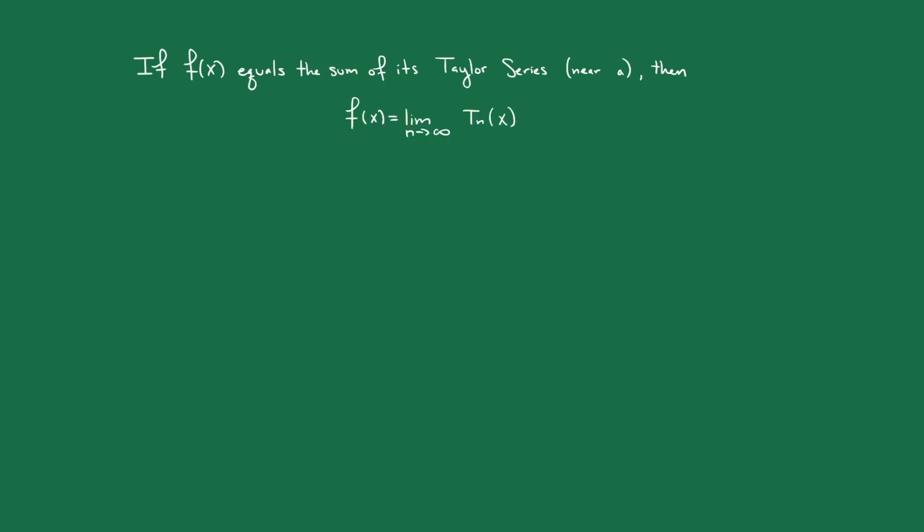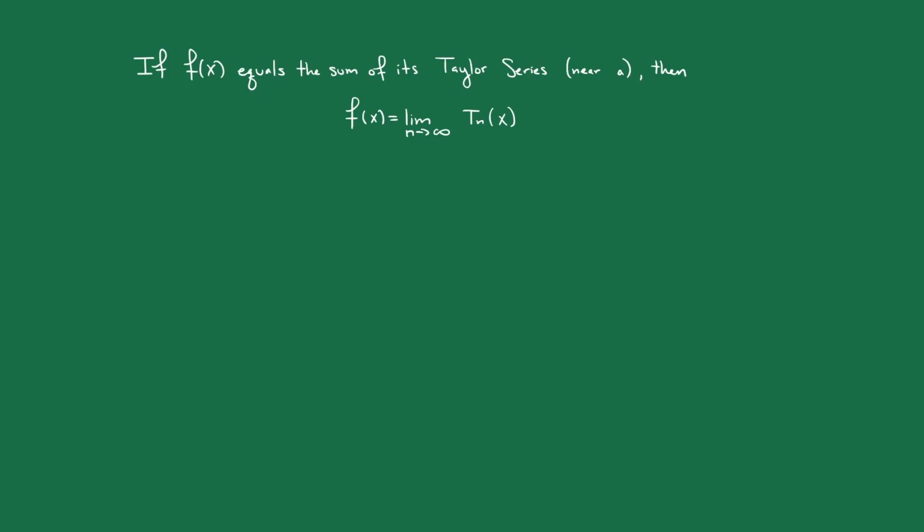Now that we have seen how to compute Taylor polynomials and use them to estimate, let's talk about how accurate these estimations actually are. First, recall that if f of x equals the sum of its Taylor series near a, then f of x is equal to the limit as n goes to infinity of T sub n of x. All we're saying here is that the Taylor series is, by definition, equal to the limit of its partial sums, which are exactly the Taylor polynomials.